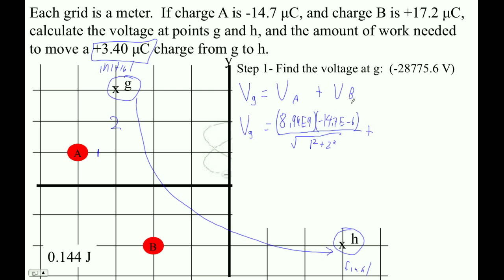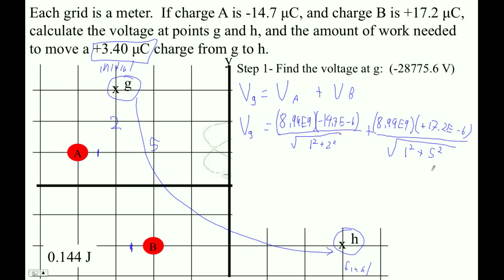So it's a square root of 1 squared plus 2 squared, right? And then the voltage due to B at G is 8.99 E9 times, and B is positive 17.2 E minus 6. You have to put the minuses and the positives in there, right? And then this distance is 1 over, and 1, 2, 3, 4, 5 up. So that's the square root of 1 squared plus 5 squared.